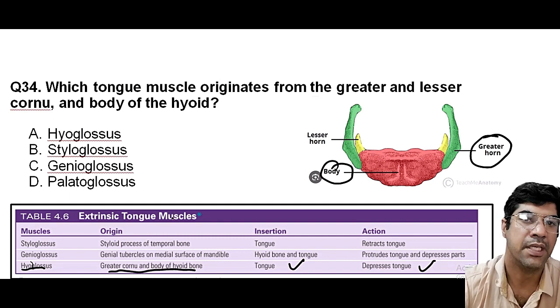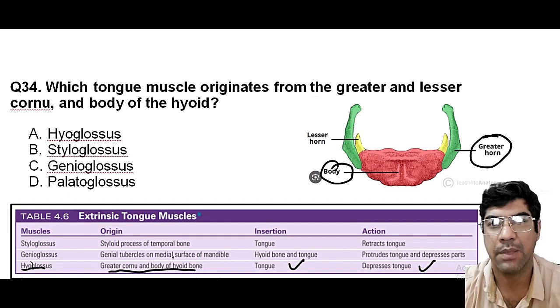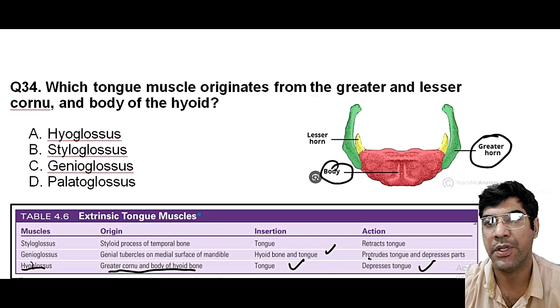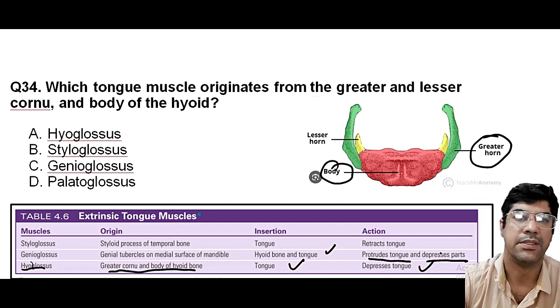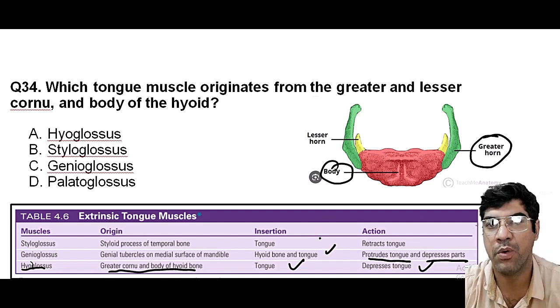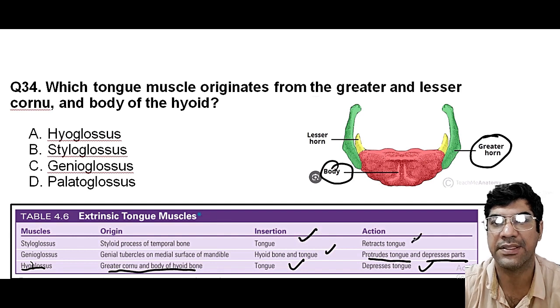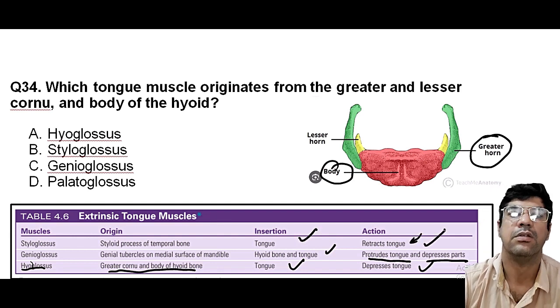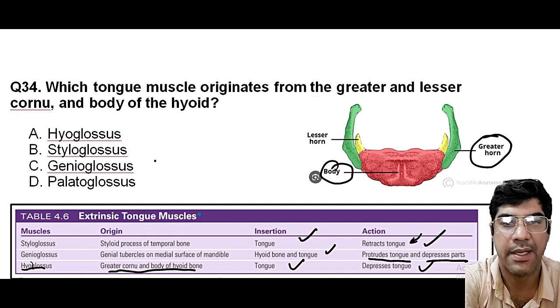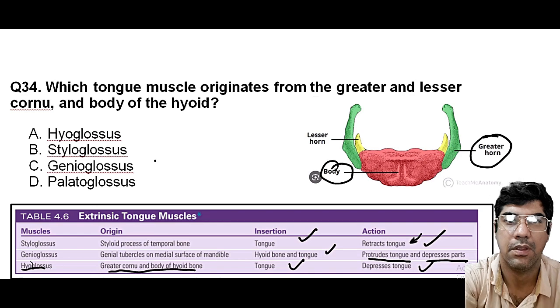Genioglossus, its origin is from genial tubercle on the medial surface of mandible. Inserted into the hyoid bone and tongue. Action is it protrudes the tongue and depresses the tongue. Styloglossus, origin is styloid process of temporal bone. Insertion into tongue. Action is it retracts the tongue. So remember this table, very important from your entrance exam point of view.